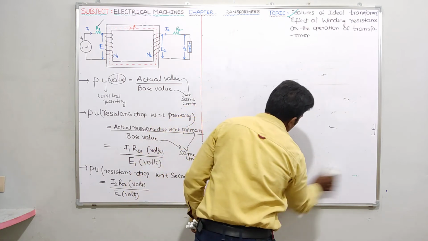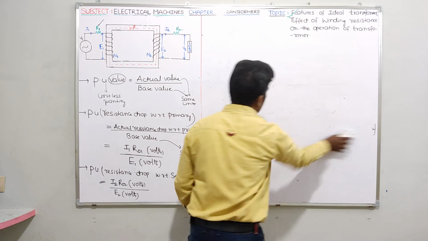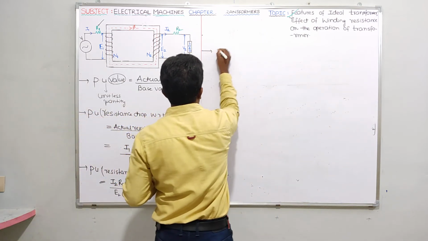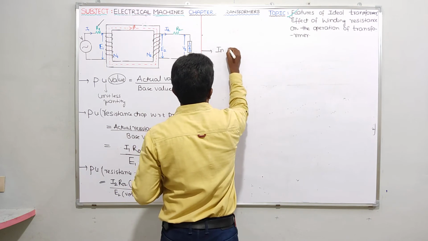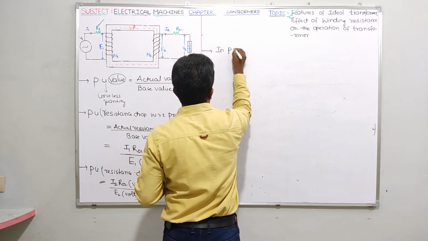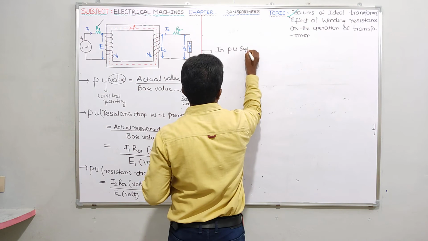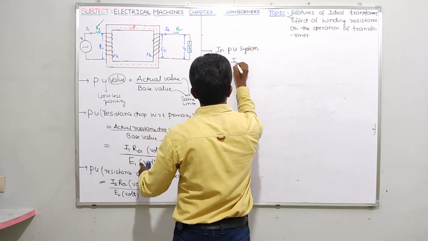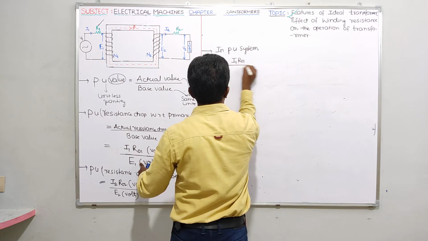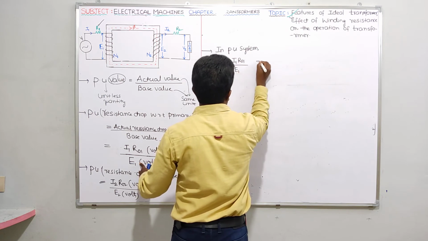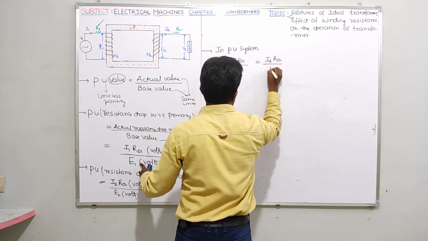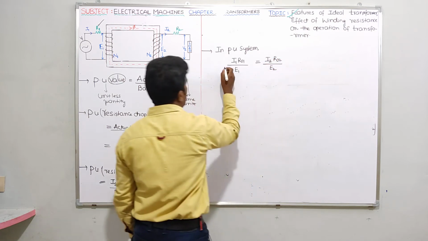That is very important. Okay, let me write on the board. Yes, I can write here, in per unit system, if you observe clearly, I1 R01 by E1 will be equal to what guys? I2 R02 by E2. That you have to understand. This is very important.